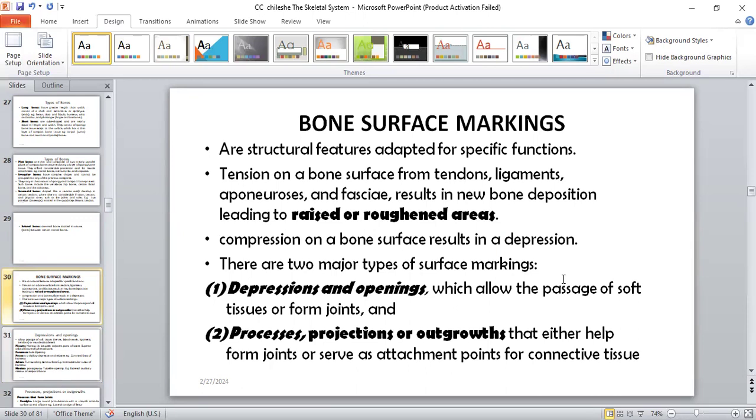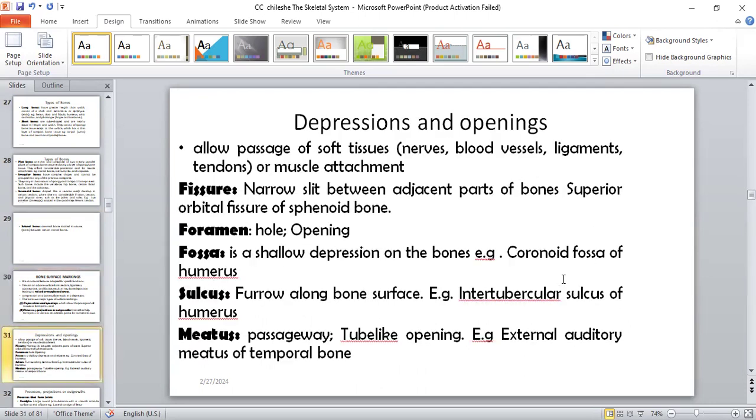Now, these surface markings are divided into depressions and projections. So depressions, just like it is sounding, as you are looking at bones, you find that at certain levels, the bones have a depression. And at other levels, you find that the bones may have projections and outgrowth, all right? And processes may also be there, okay?